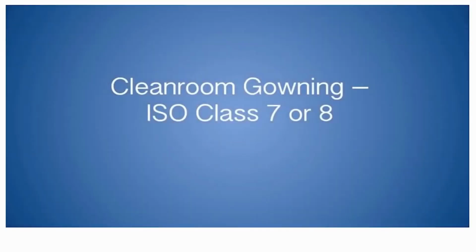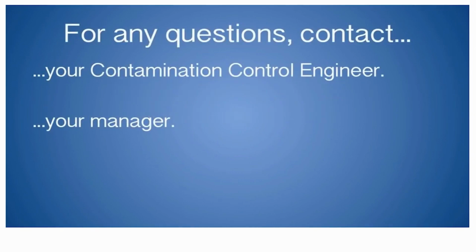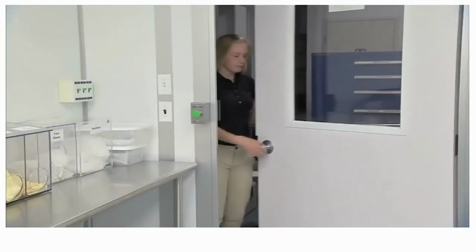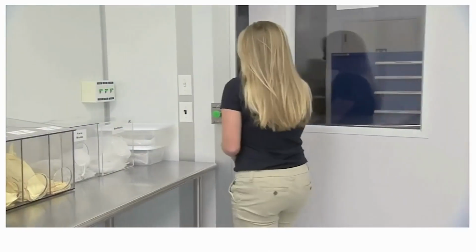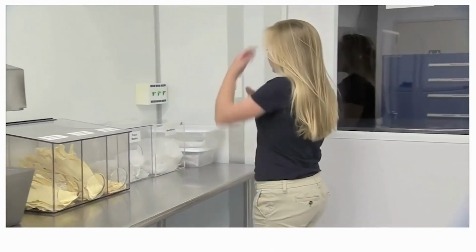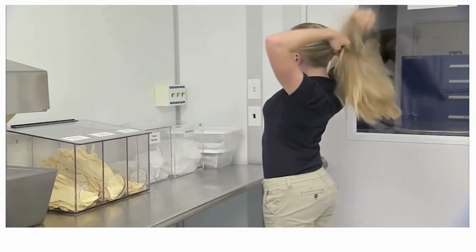Clean room gowning, ISO Class 7 or 8. We are now ready to gown up for the clean room. First, we will go over the gowning typically used for an ISO Class 7 or 8 cleanroom environment. However, your specific environment may require more stringent controls. Always check with your contamination control engineer or manager. After entering the gowning room, cleanroom users should always gown up in a top-down manner, starting at the head.